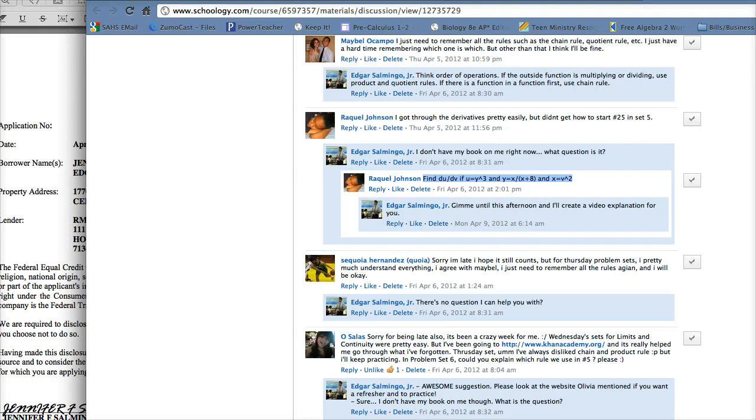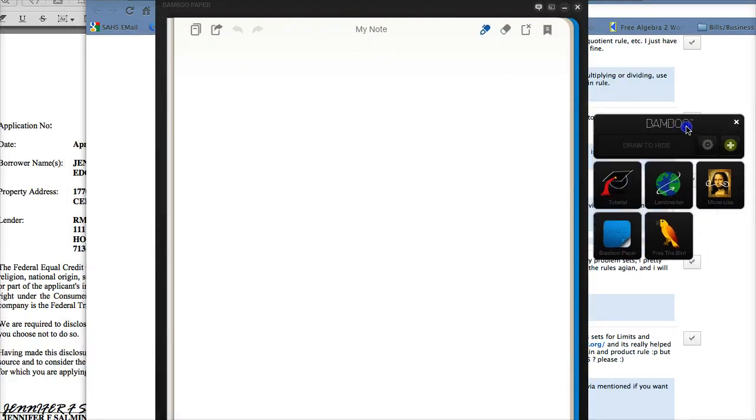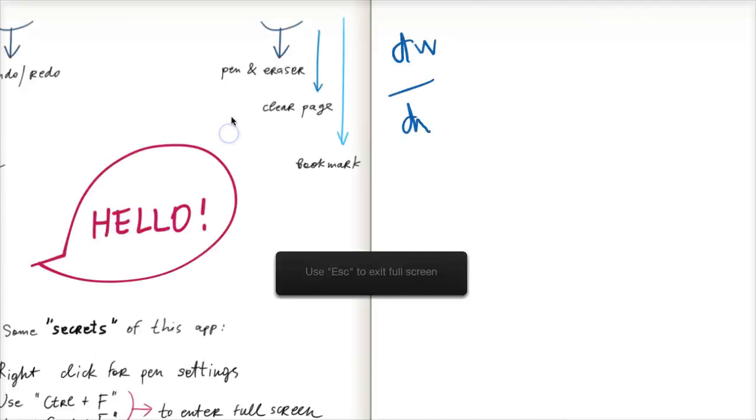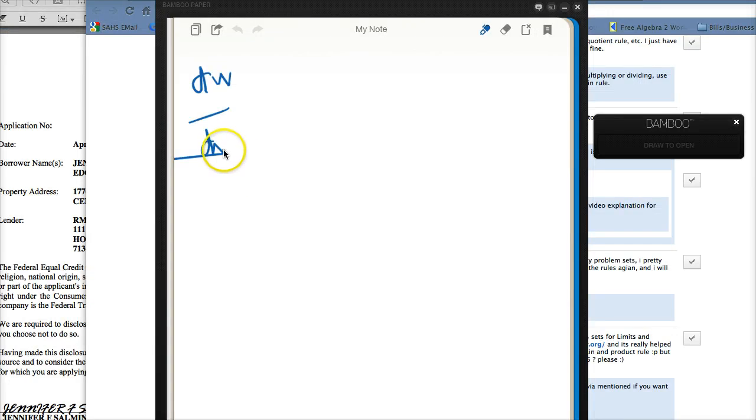So let me answer Rocky's question, and let me rewrite it. I'm going to open up a notebook app here. The question asks, find du dv, and what that means is find the derivative of u with respect to v.